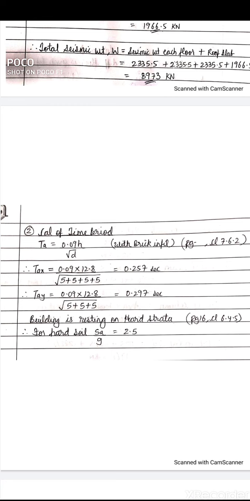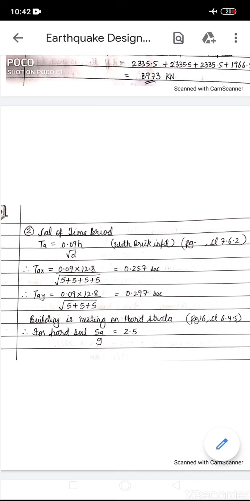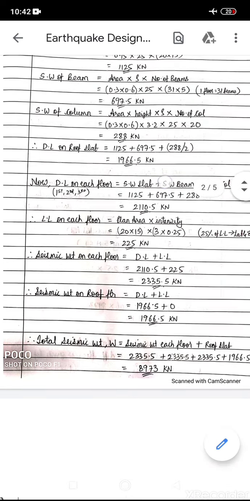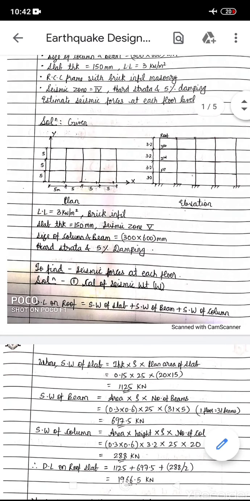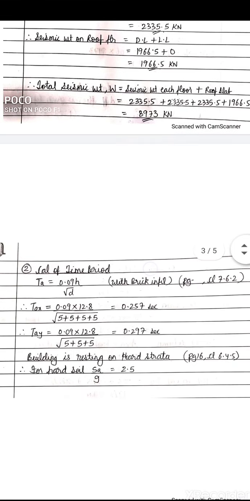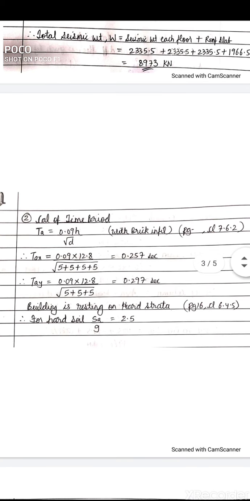So first let us find out the time period in x direction, which is given by 0.09 into h. H is the total height, that is nothing but 12.8, and d is the total x dimension, that is 20. So you can see in the plan the total x dimension is 5 plus 5 plus 5 plus 5, that is 20. So we got the time period as 0.257 seconds. Similarly, the time period in the y direction is 0.297. That means in y direction it is 15, 5 plus 5 plus 5.